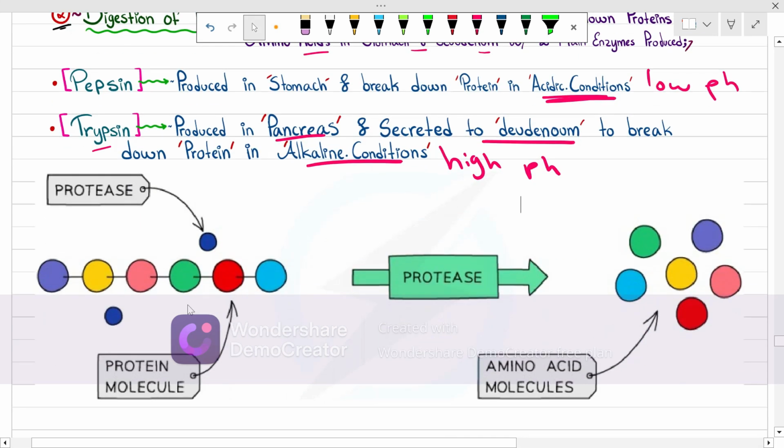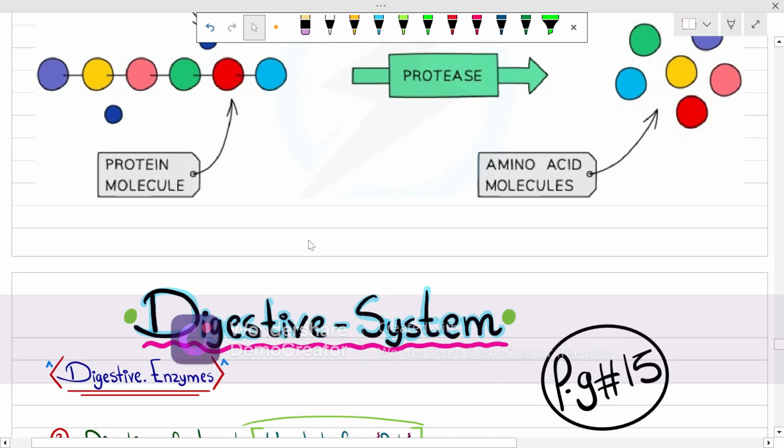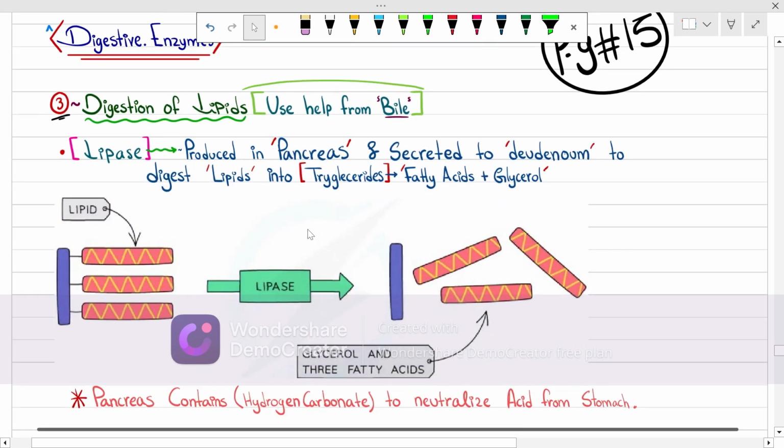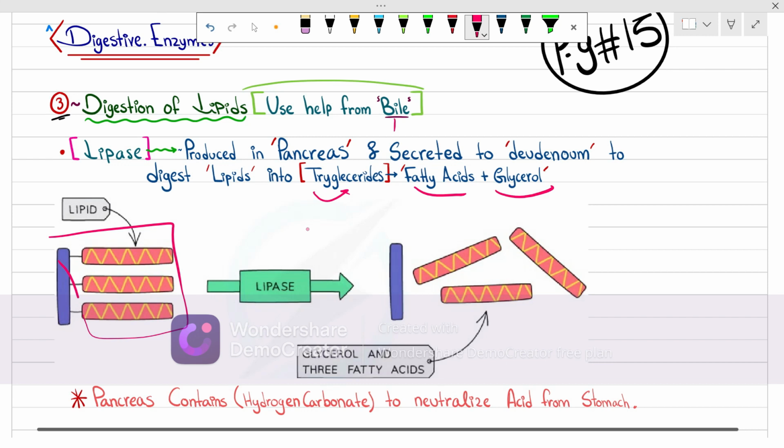This is protease in a protein molecule, and protease breaks it down into amino acids, either pepsin or trypsin. The third digestive enzyme is lipase, for the digestion of lipids with bile. Lipase breaks down lipids into triglycerides, which is fatty acids and glycerol. This is a lipid. Lipid is broken down into triglyceride, glycerol, and 3 fatty acids using lipase.